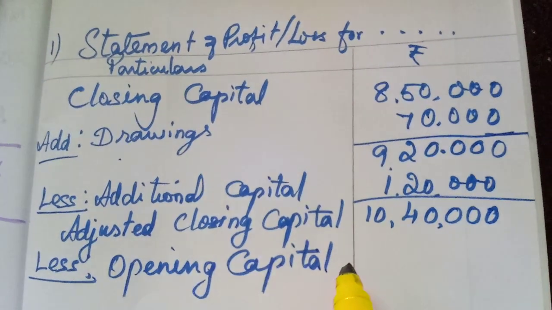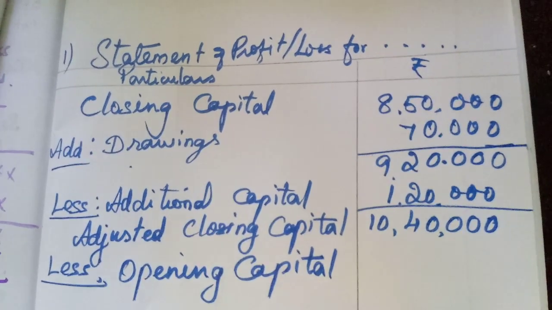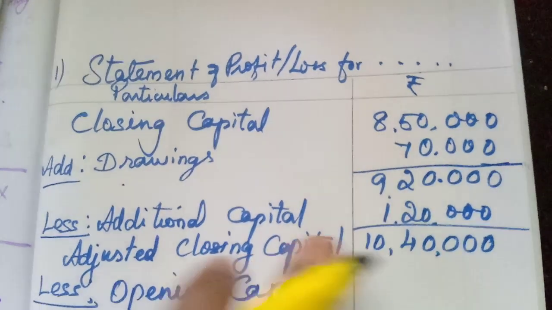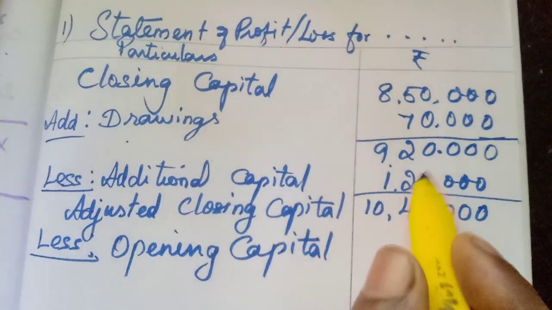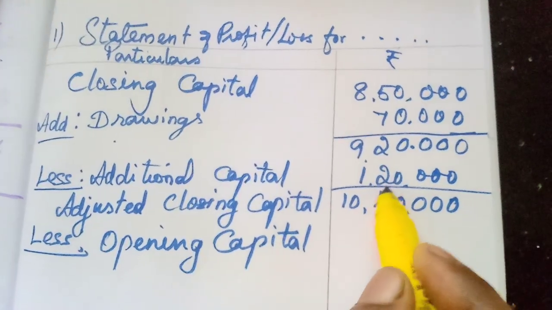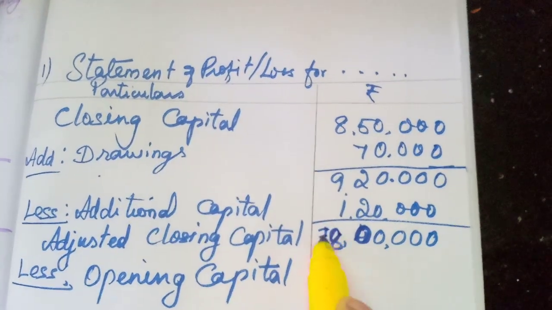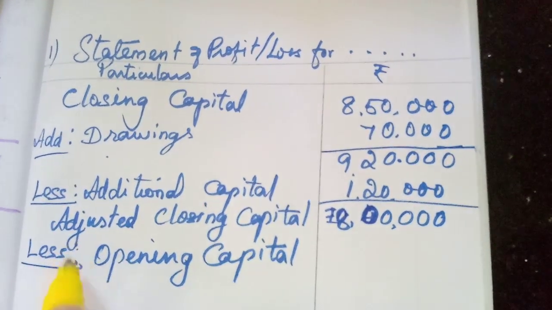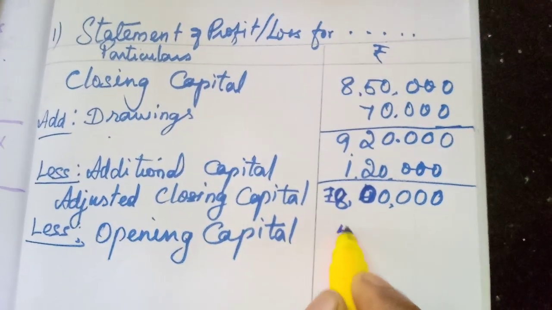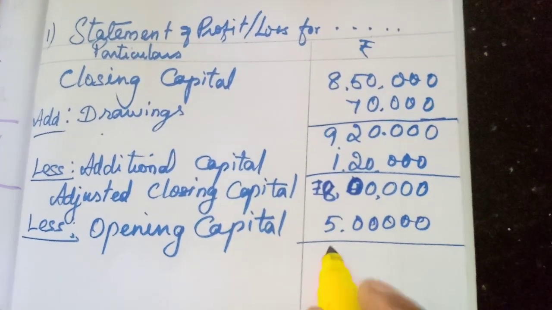Opening capital, what is the amount? Sorry students, I made an addition error here. We have to deduct. 2 minus 2, 0, 9 minus 1, 8. So, 8 lakh. From that 8 lakh, we have to deduct the opening capital. Opening capital is 5 lakh. So, what is the amount? 3 lakh.